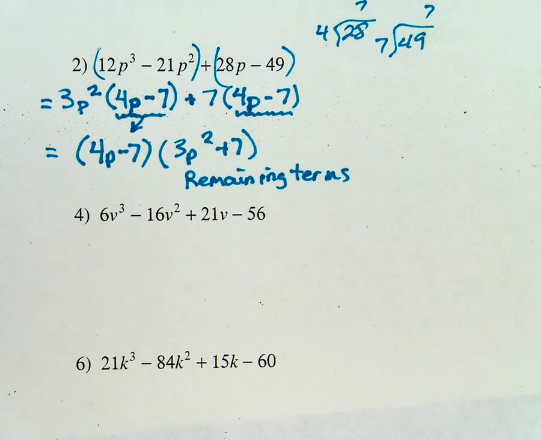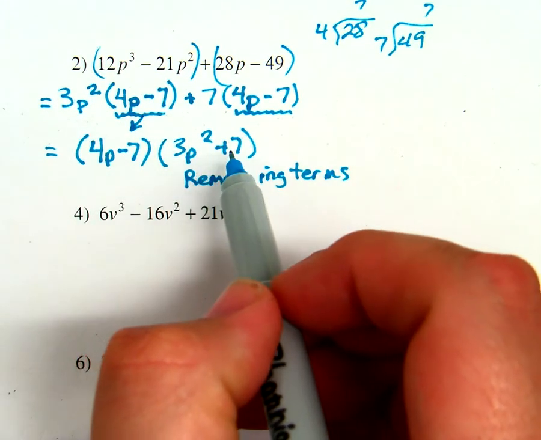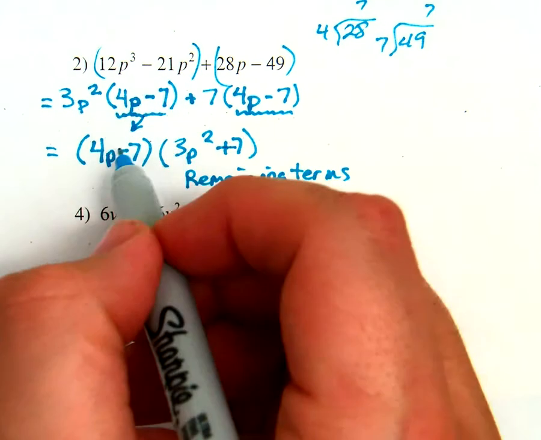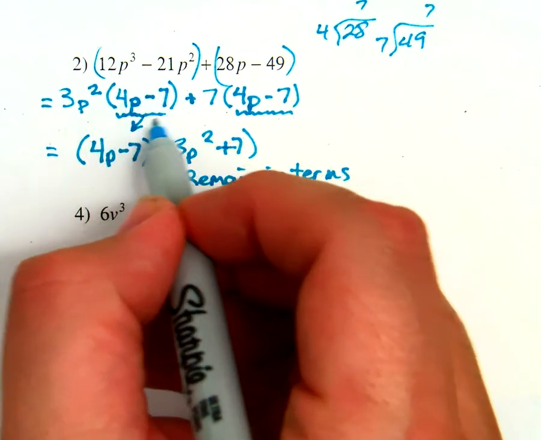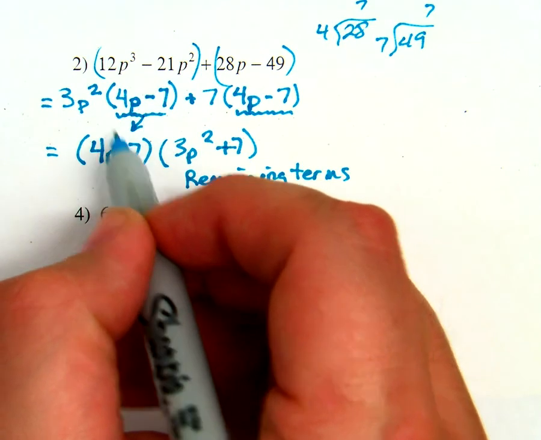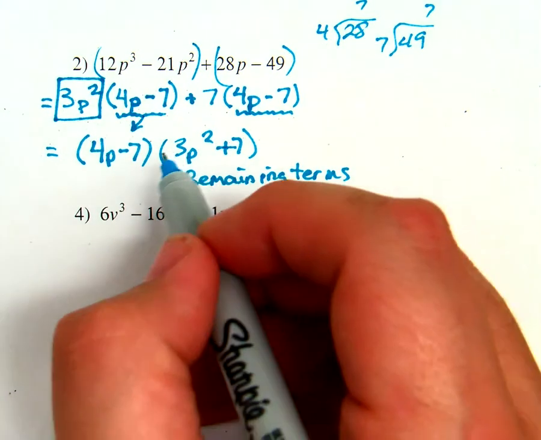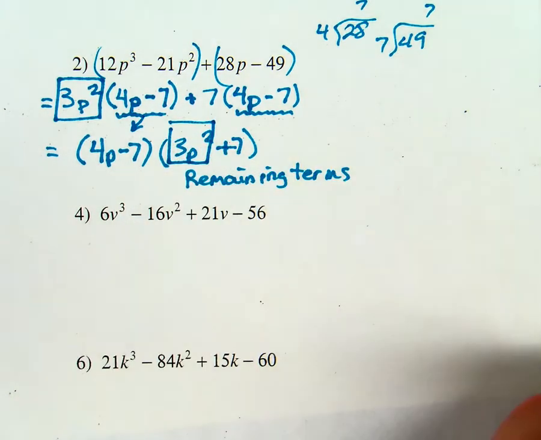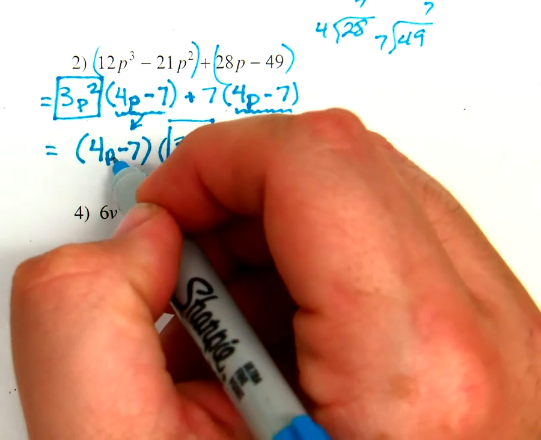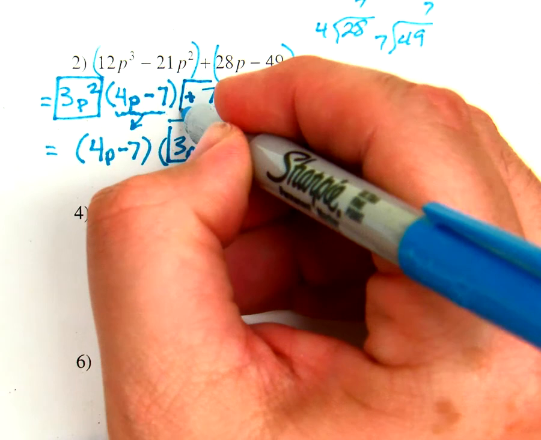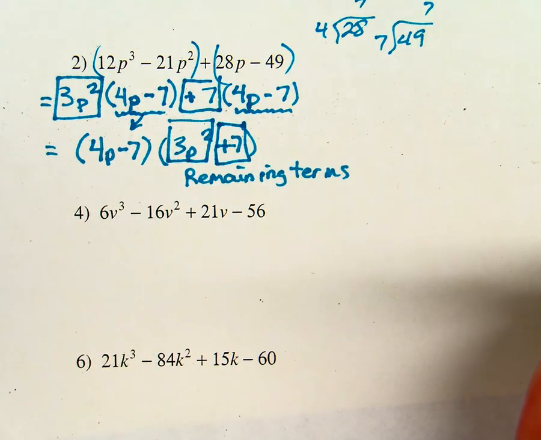We're going to do some more. What was that? How I got 3p squared plus 7? All right, I divided this. So basically what I did was I took the common binomial and put it out front. This is what's left over right here, the 3p squared. That 3p squared I'm going to put in the second binomial. So in the second part, I took out the 4p minus 7, and that's going to be in the first part. What's left over is a positive 7, so I put the positive 7 in the second term. So that's where they come from.